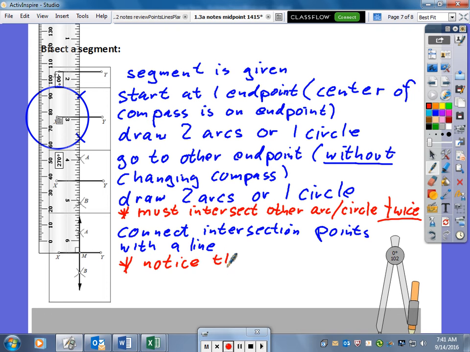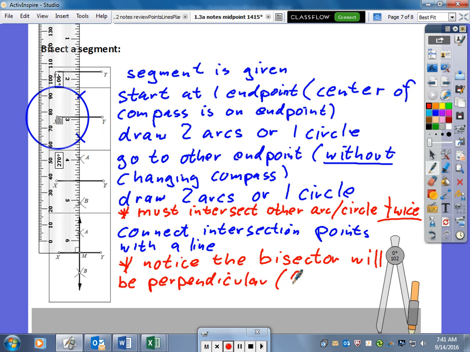And we remember, right, that perpendicular means intersecting not just any way, but at a 90-degree angle. So I'm going to actually go and put up here in parentheses that the bisector is a perpendicular bisector.